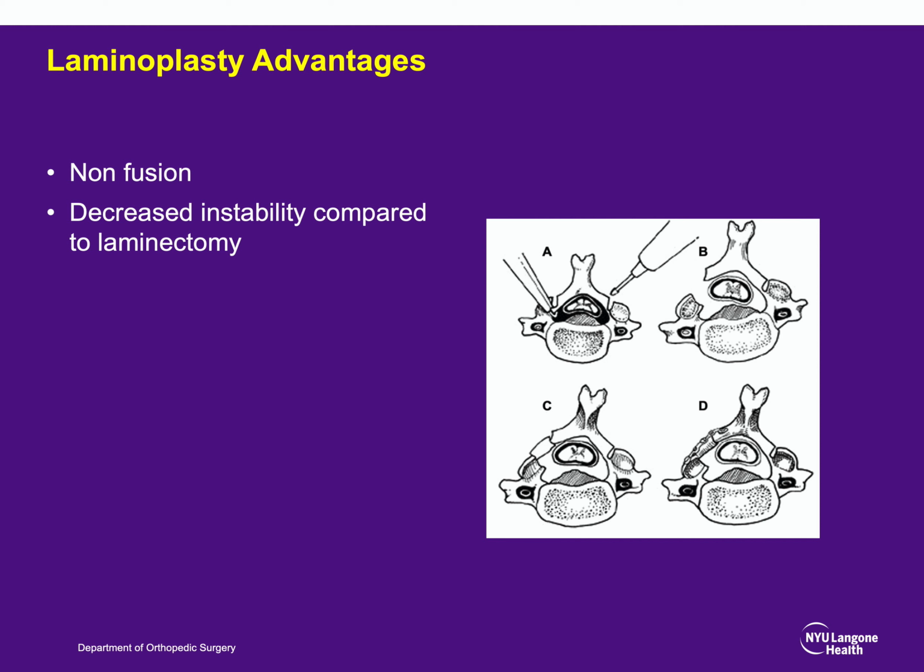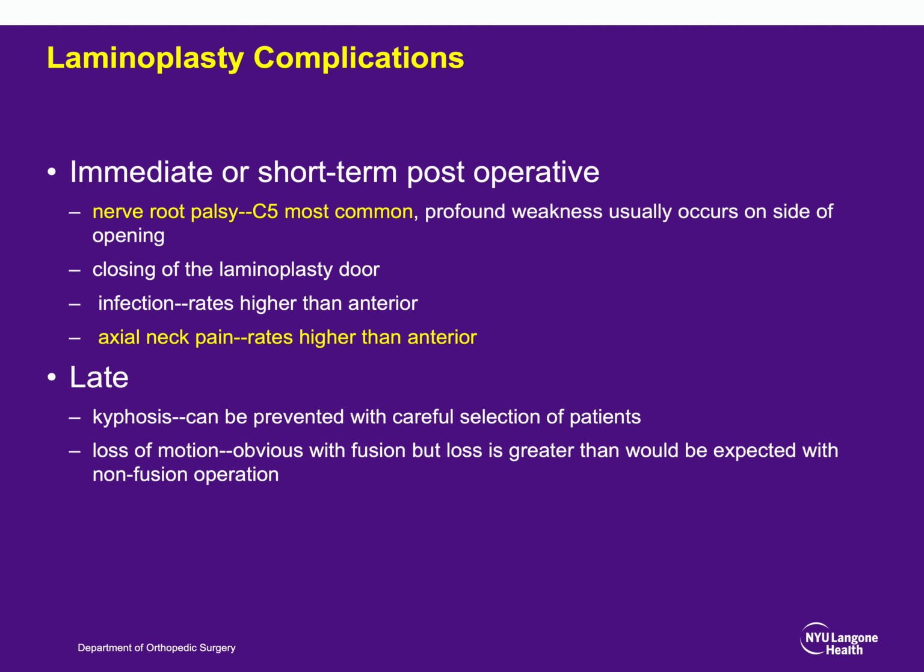Laminoplasty's advantage is that although it is multi-level, it doesn't involve fusion, so your neck doesn't become as stiff as with laminectomy and fusion, and there's biomechanically less tendency for patient to develop instability when compared to laminectomy. Complications of laminoplasty includes C5 nerve palsy, which is often talked about, closing of the laminoplasty door, infection, and persistent neck pain. Late complications include kyphosis, residual radiculopathy, and stiffness.